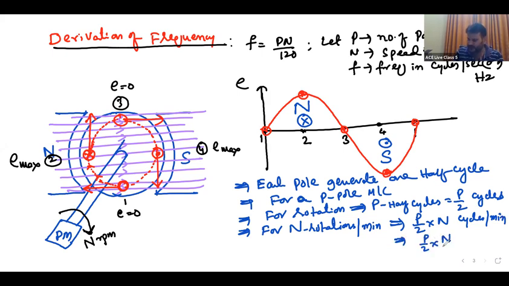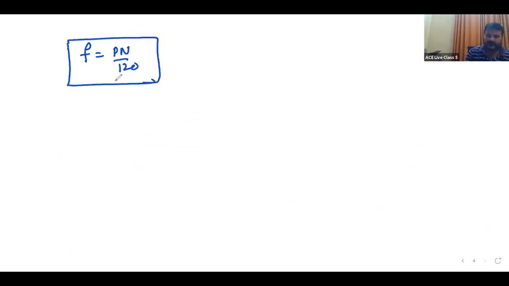P by 2 into N by 60 cycles per second. That is itself hertz. So Pn by 120. Therefore, frequency F is equal to Pn by 120, where N is in RPM. I have taken N in RPM. Pn by 120 cycles per second.